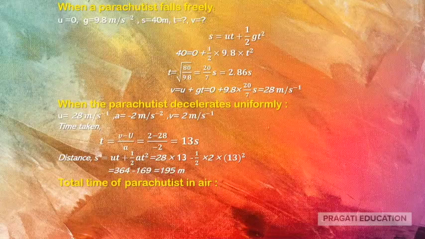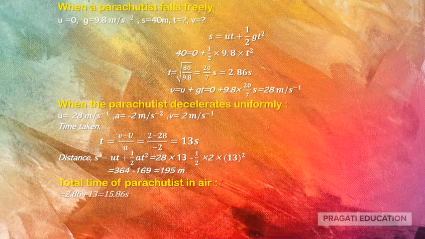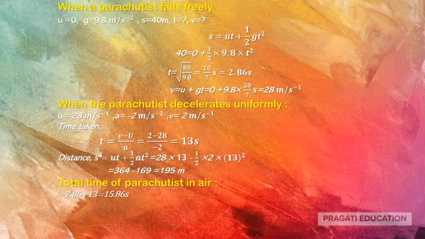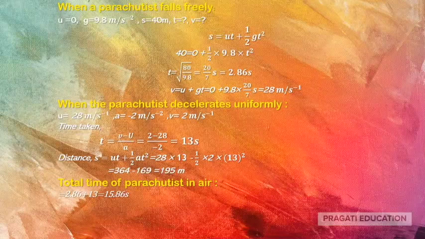And now what is important is how much time he was in the air. So the time taken with the help of the parachute was 13 seconds, and the first time, when he was falling freely, was 2.86. We have to add both the times, 2.86 plus 13, and we got 15.86 second.